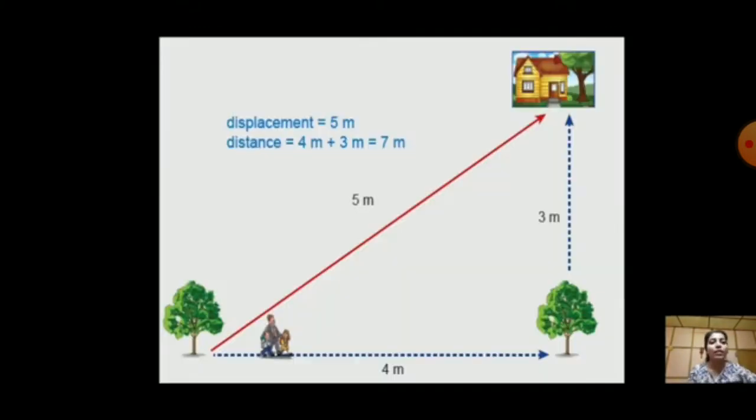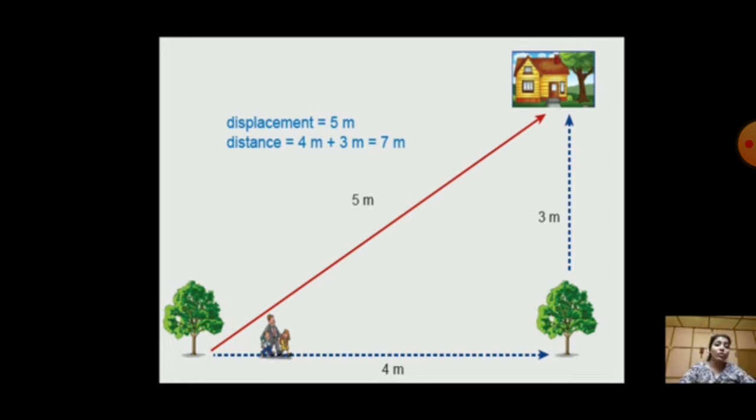Here's another example where we see the difference between distance and displacement. Suppose this man wants to reach that house. So there are two ways. Either he can travel 4 meters first from the first tree to the second tree, then again from the second tree to the house. That means 4 meters plus 3 meters. So here 4 plus 3 is the distance traveled by the man.